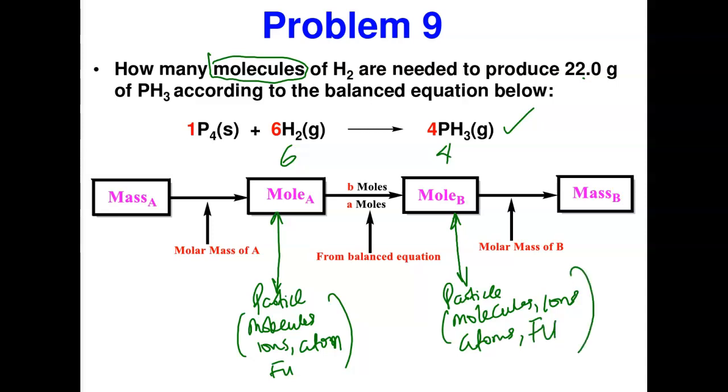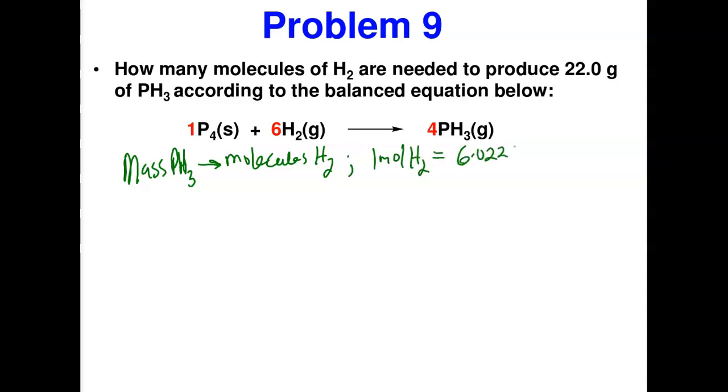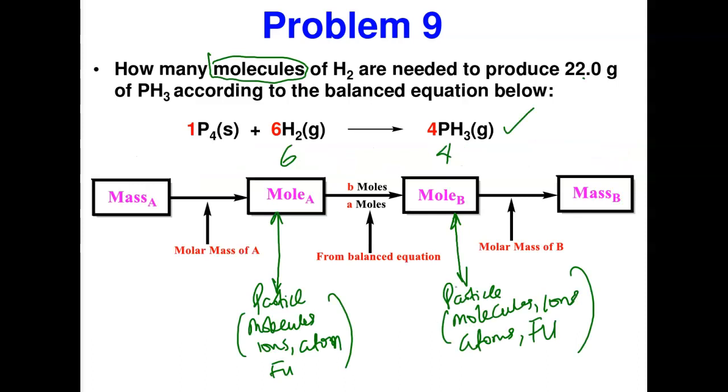So what the problem wants us to address is we want to convert from mass of PH3 to molecules of H2. Remember this conversion. One mole of any stuff, including hydrogen, will contain 6.022 times 10 to the power 23 molecules of hydrogen. So just to remind you. So how do we do this problem? It is basically the same thing. The difference is that when we go to the moles, instead of going to the mass, we change the pattern and begin to go to the particle. Instead of going this way, we go down this way.